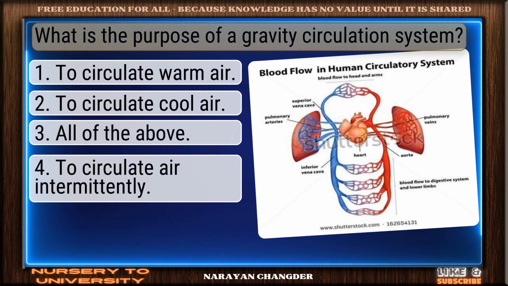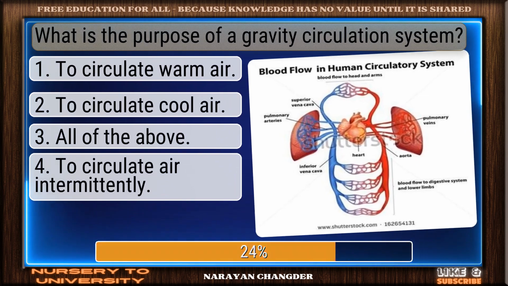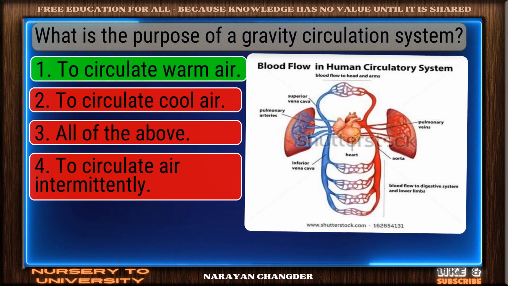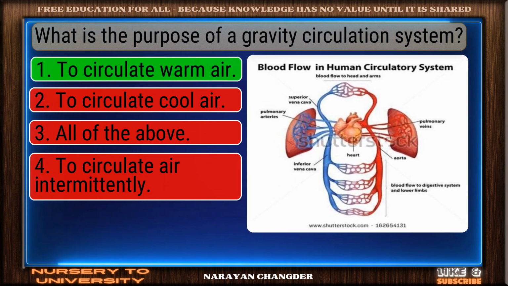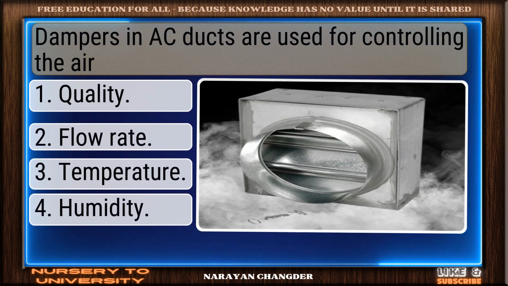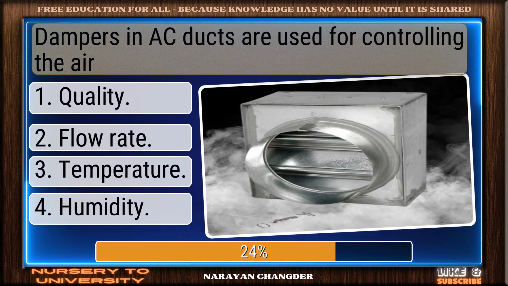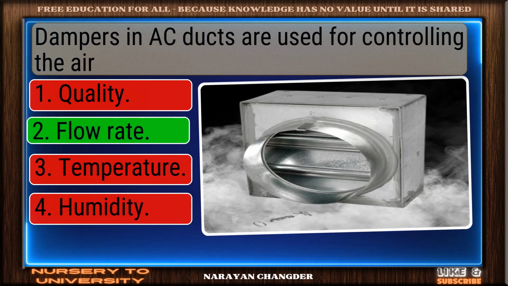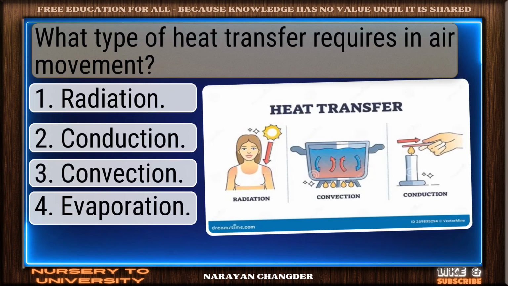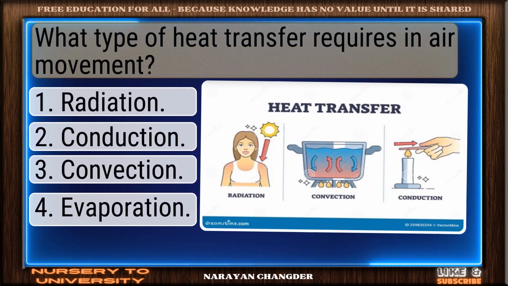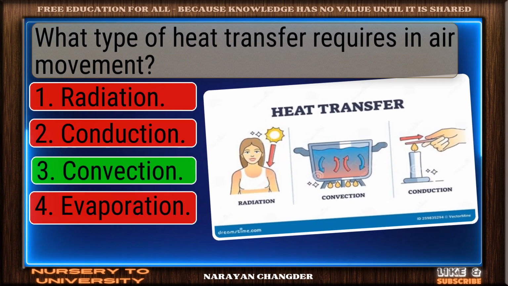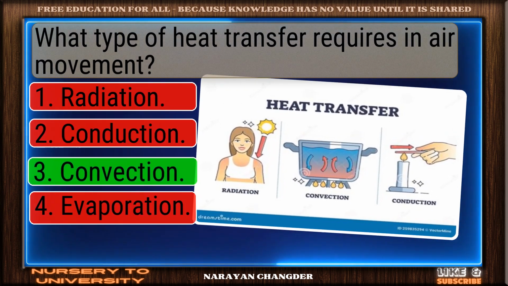What is the purpose of a gravity circulation system? Clear logic. Your choice to circulate warm air is sound and 100% true. Dampers in air ducts are used for controlling the air. Good thinking. Flow rate is the right answer. What type of heat transfer requires air movement? You got it. Your choice, convection, is right.